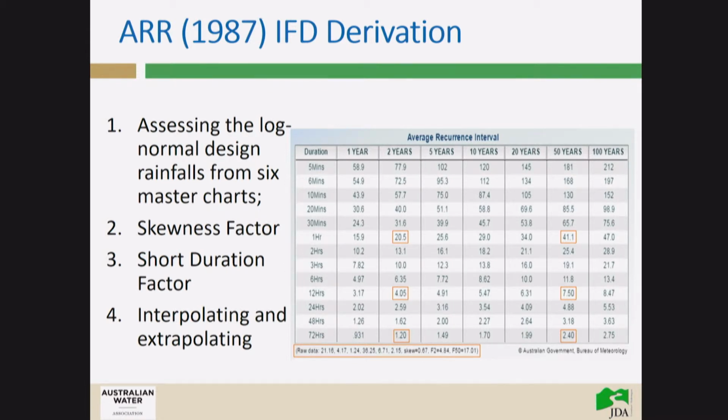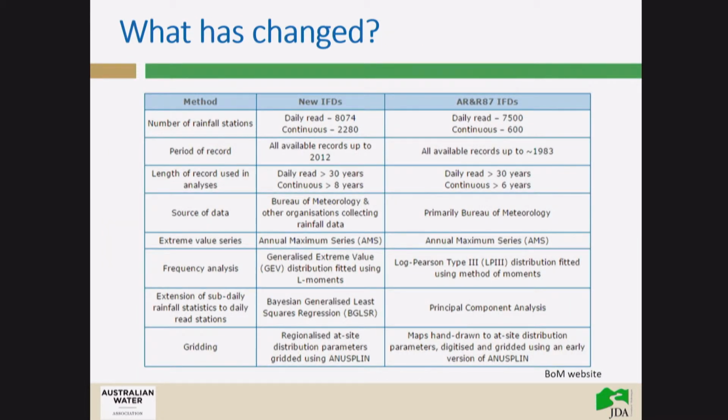So what has changed from the ARR 87 IFDs to the 2016? The biggest change is the fact that there are more stations which these design rainfalls can be computed from. And also there's a different frequency analysis which is applied to it.